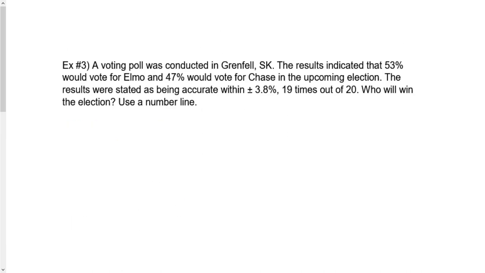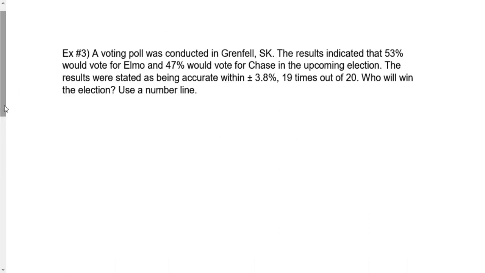And we'll have one more example. A voting poll was conducted in Grenfell, Sask. The results indicated that 50% of people would vote for Elmo and 47% would vote for Chase in the upcoming election. The results were stated to be accurate within plus or minus 3.8%, 19 times out of 20. Who will win the election?